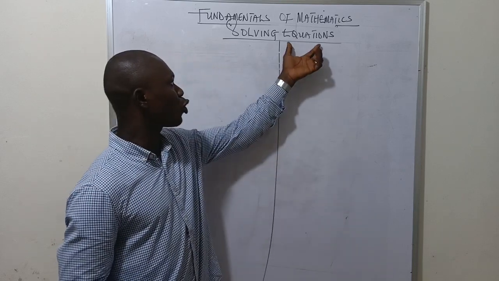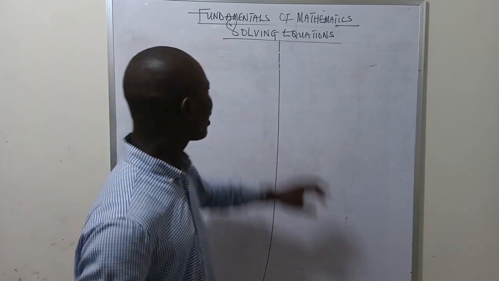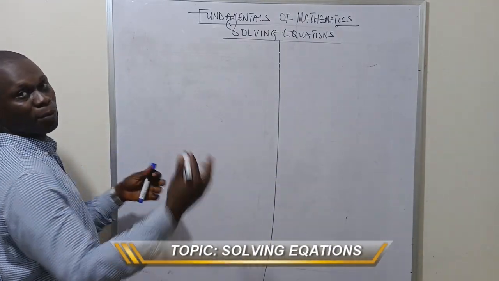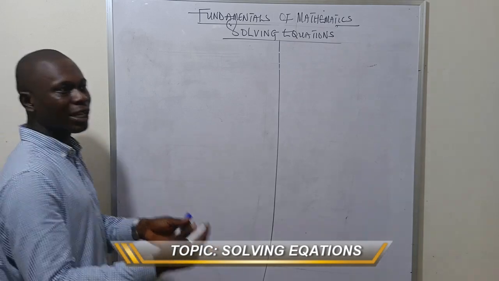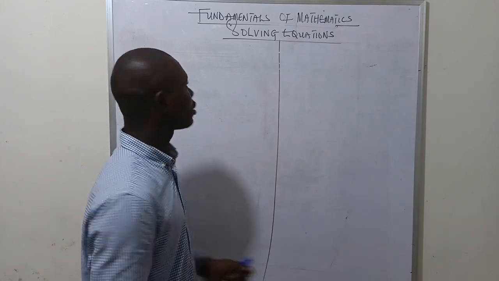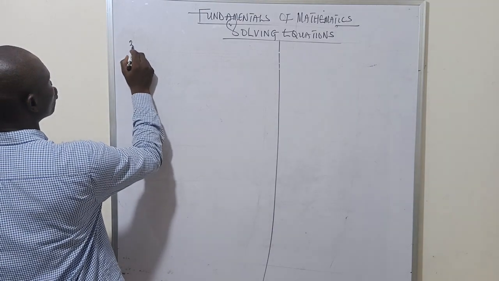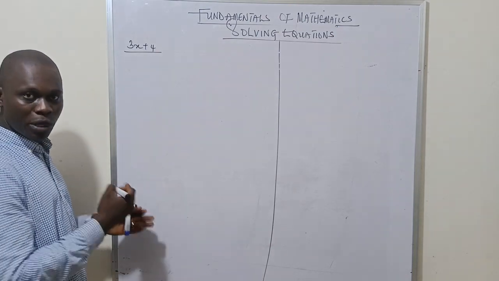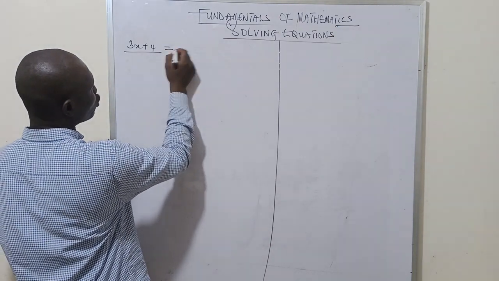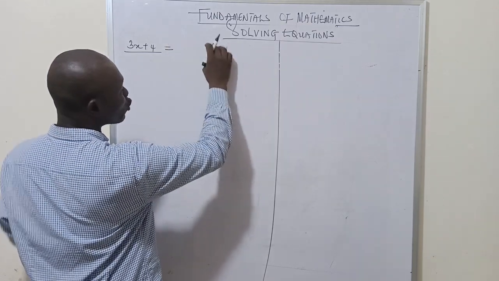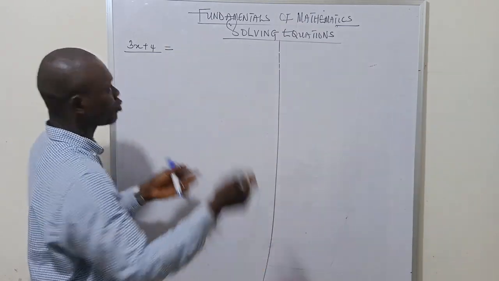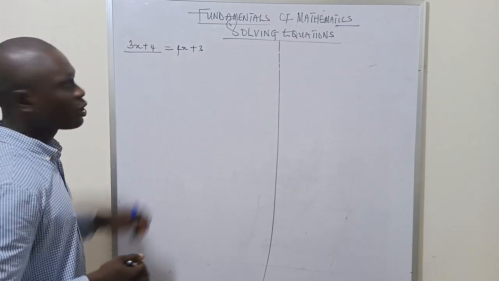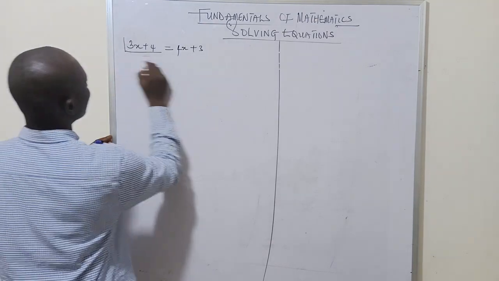Now, I'm going to be explaining what is called an equation. What do you understand by equation? Equation simply means, look at this, an equation is a mathematical expression that is equated to something. What do I mean by mathematical expression? This could be 3x plus 4. This is a mathematical expression, equated with another value or another expression. So it could be 4, or it could be 4x plus 3. So the whole of this here is regarded as an equation.